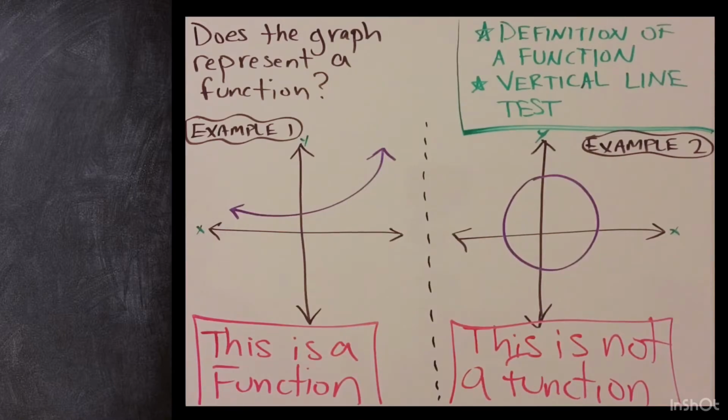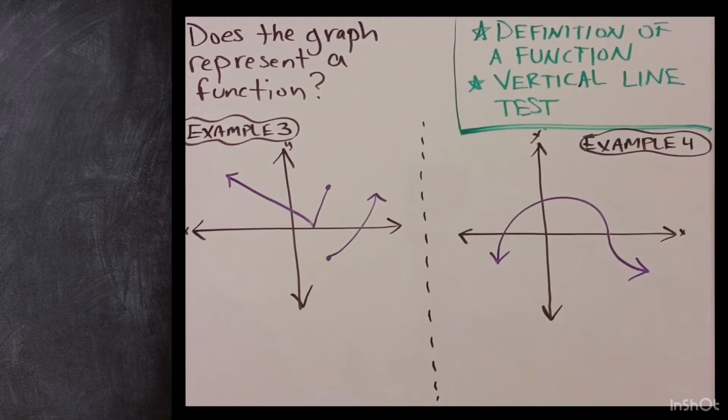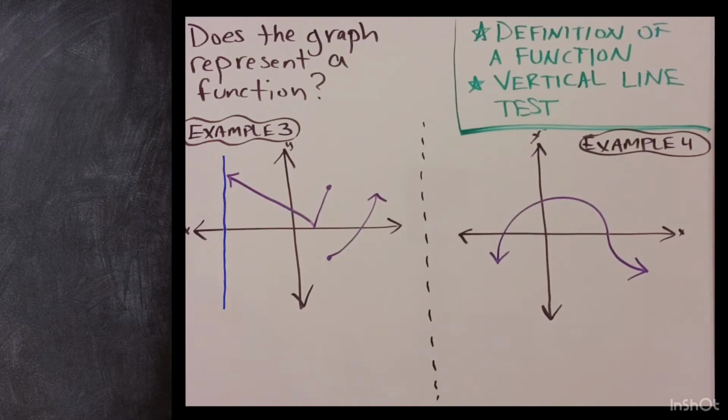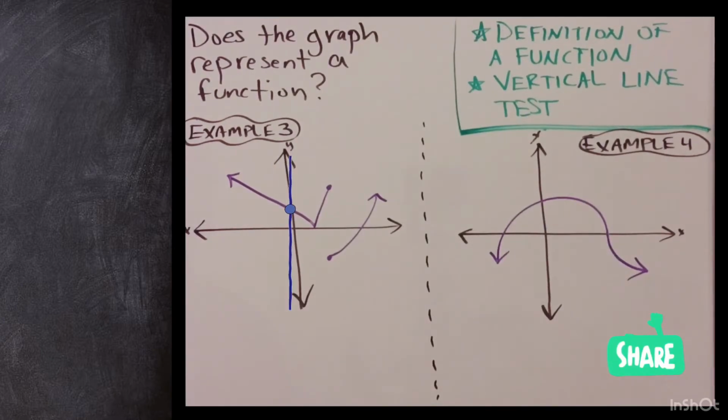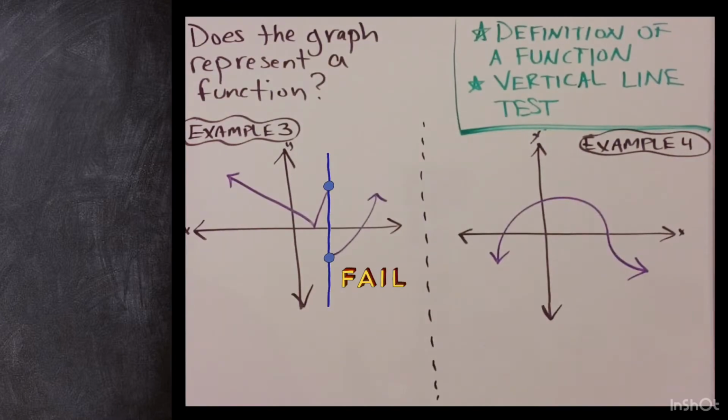Let's look at 2 more examples. Now look at examples 3 and 4. Let's draw our vertical line and move it across the x-axis to see if the vertical line test passes or fails. Now this vertical line test fails because the vertical line meets the graph at 2 different points at the same exact time, as you see here. So the answer is, this is not a function.